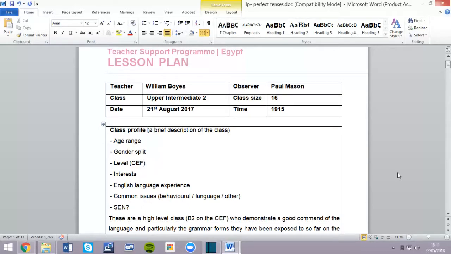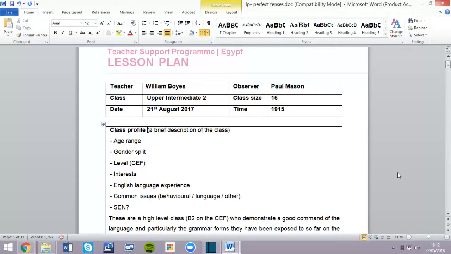Okay, so this class you can see here is upper intermediate 2, but also we all know that some classes might be stronger or weaker, and some classes have a jagged profile. They might be excellent at speaking for accuracy, but the fluency might be reduced. So again, all of these things are worth going into the class profile just to flesh out the class so that the observer knows what your experience of the class is.